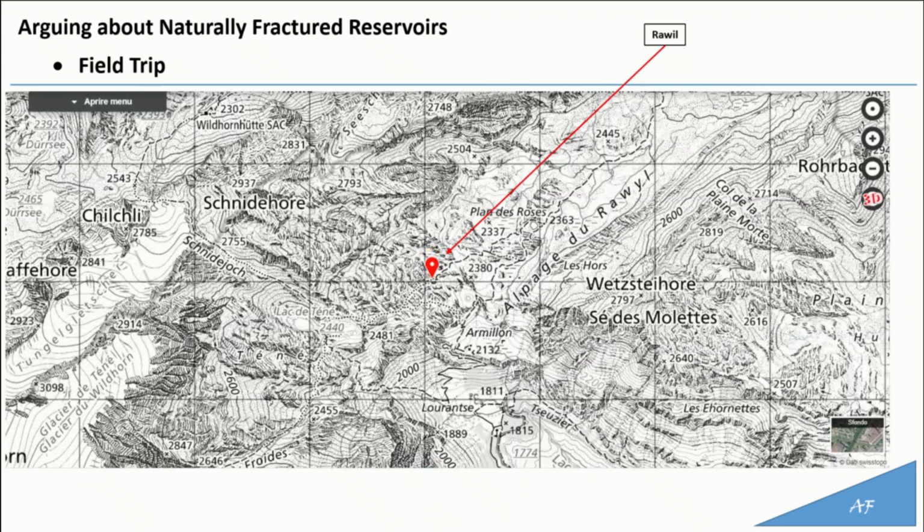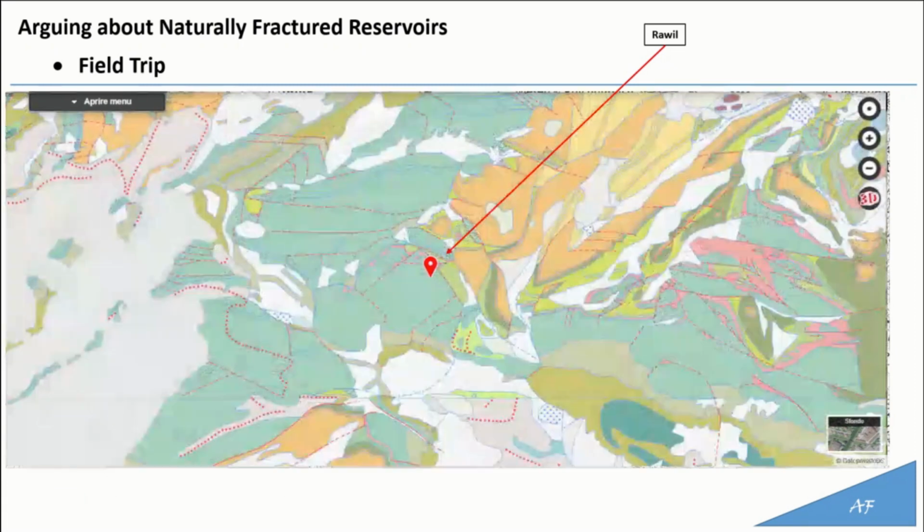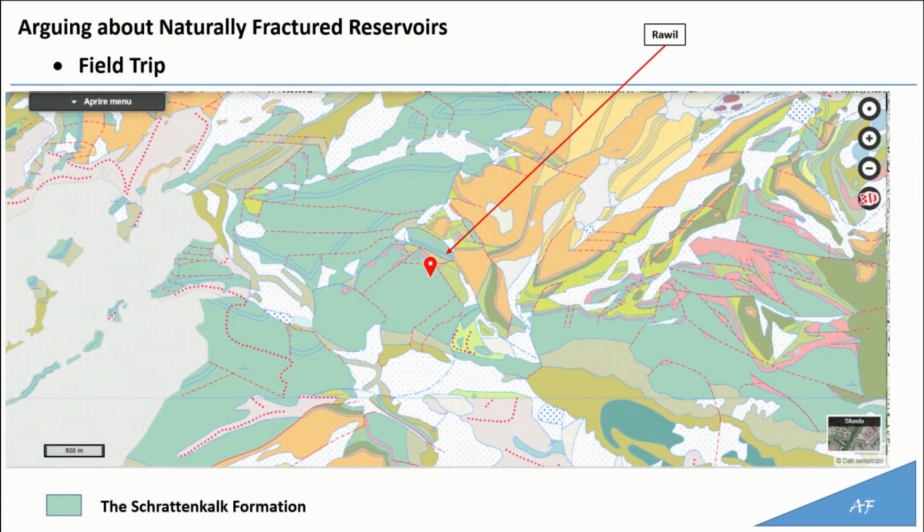Magnifying and focusing on the area to be analyzed, we can see that the outcrops of the Schrattenkalk formation are quite extended, as highlighted by the light green color in the geological map.